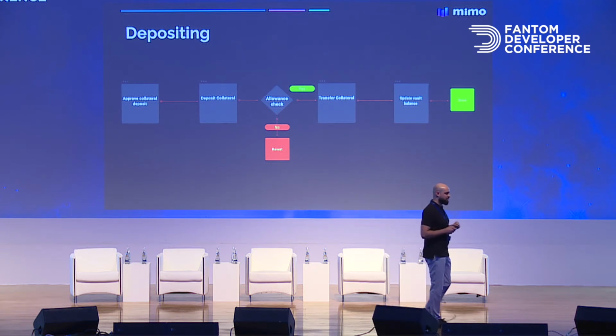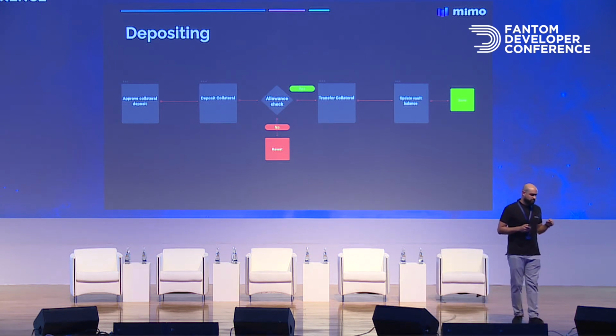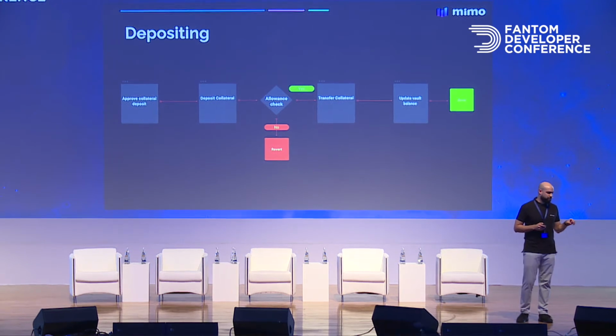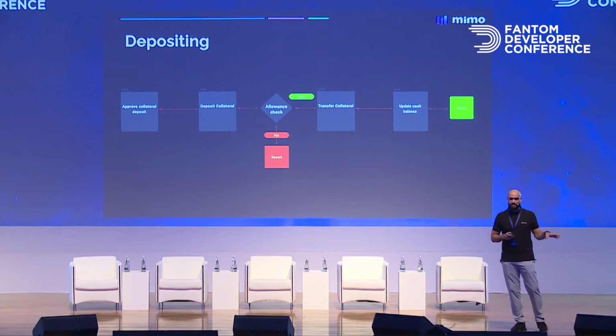So here is the transaction workflow. First, the transaction is made of an approve of collateral deposit. Then there is the deposit. So what we check here is that the allowance is at least equal or above the collateral that the user is trying to deposit. And if it's the case, then the transaction can go through, and we can then transfer the collateral and update the vault balance.